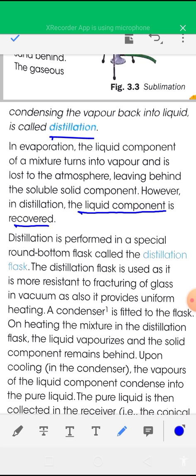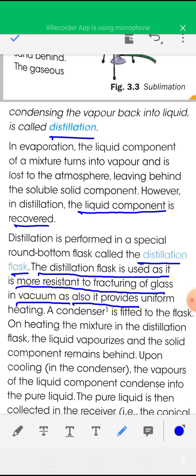The distillation method is performed in a special round bottom flask, which is called a distillation flask. This is one question: why is a distillation flask used in the distillation method? This is because the distillation flask is more resistant to fracturing of glass in vacuum, and it also provides uniform heating. Okay, due to these two reasons, a distillation flask is used in the distillation method.